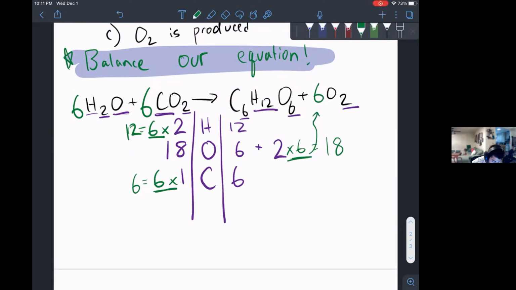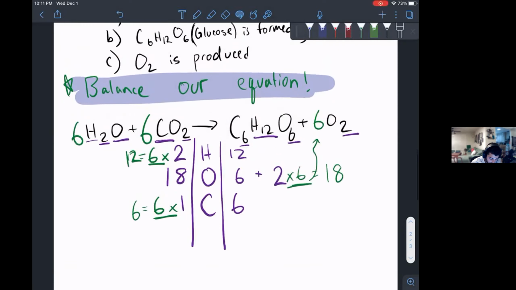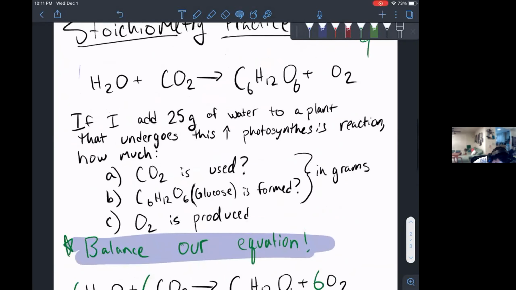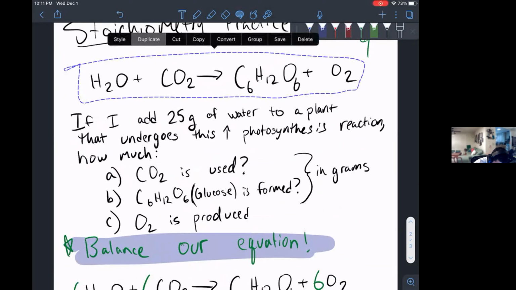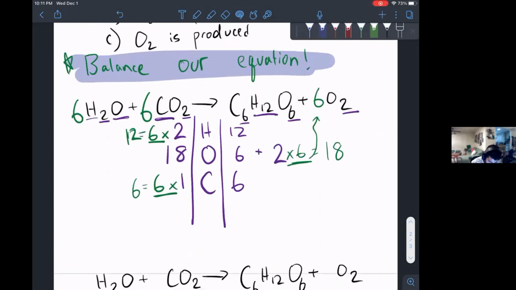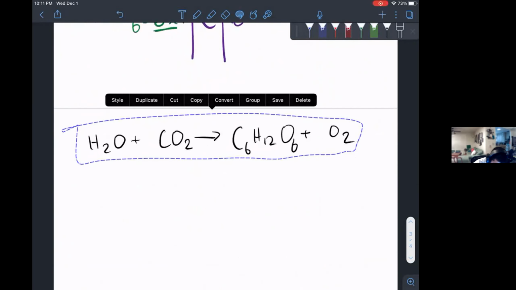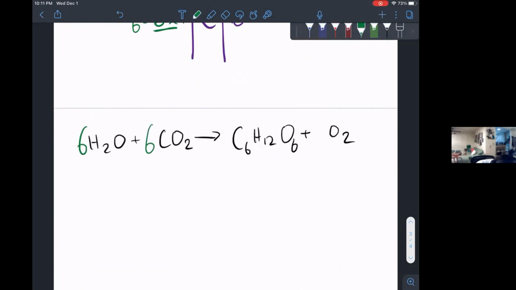And our final balanced chemical equation is as stated: 6 water plus 6 CO2 makes 1 glucose and 6 oxygen. So what I'm going to do is go ahead and copy this one more time, and we're going to get started on the actual stoichiometry. 6, 6, nothing, and 6. Now, one quick reminder is that this nothing is not actually a nothing. It's this hidden 1, because if there is no coefficient, 1 is a coefficient.